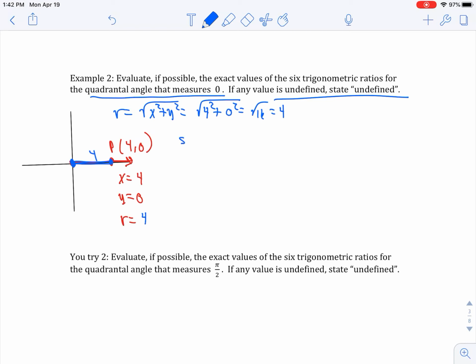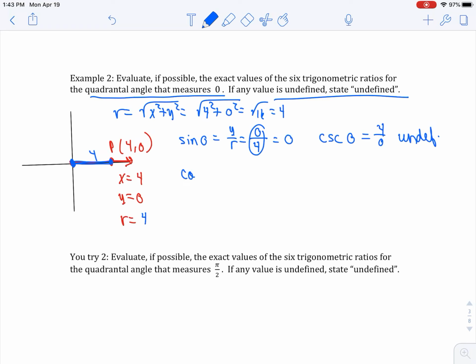So then we just work through with our definitions, and again, you can reference these back on the first page. So the sine of, not theta, but the sine of 0 is equal to y over r, and y is 0, and r is 4, so 0 divided by 4 is 0. Now, let's just go ahead and do cosecant. So cosecant, remember, is the reciprocal of this, so it would be 4 over 0, but that's undefined.